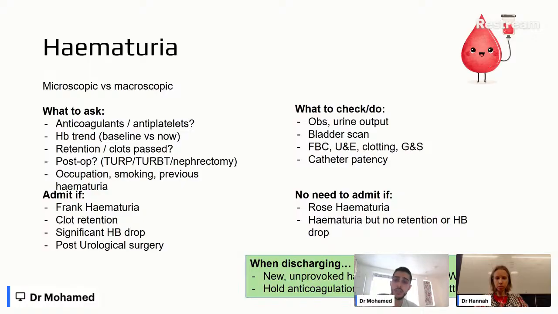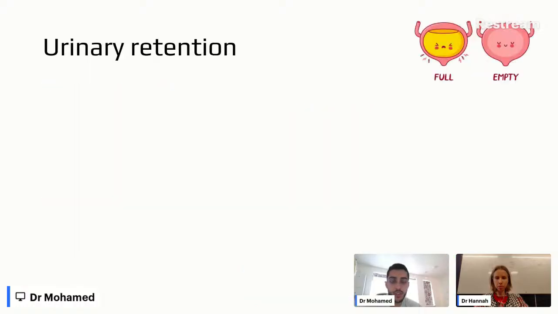And of course, like we mentioned, if they are on any anticoagulation, you want to hold that until the hematuria settles, or roughly for about 3 days. Of course, if there's any questions, then put them into the chat and Hannah will let me know, I'm sure.